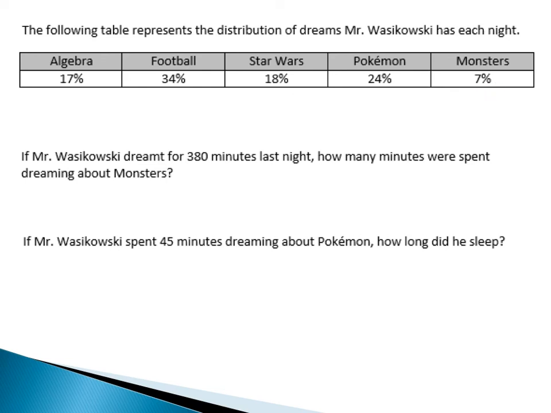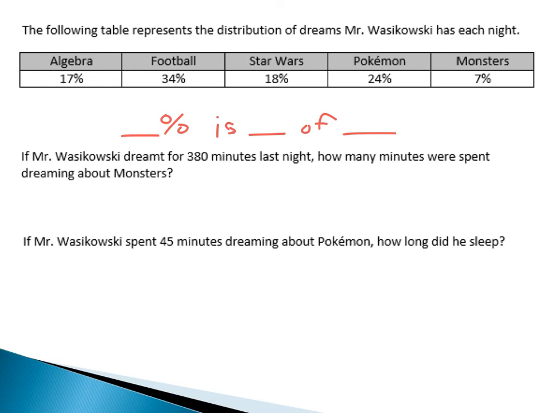So the first problem: if I dreamt 380 minutes last night, so 380 minutes is the total number of minutes I slept, how many minutes were spent dreaming about monsters? Now, how you're going to need to set these problems up, and the order it gets difficult, is you have to think about what we're doing here. All the problems I've given you before would say blank percent is blank of blank. Okay? So remember, percent out of 100 is the same ratio as a number out of a total. So when you look at this sentence, you got to think about percent is blank of blank.